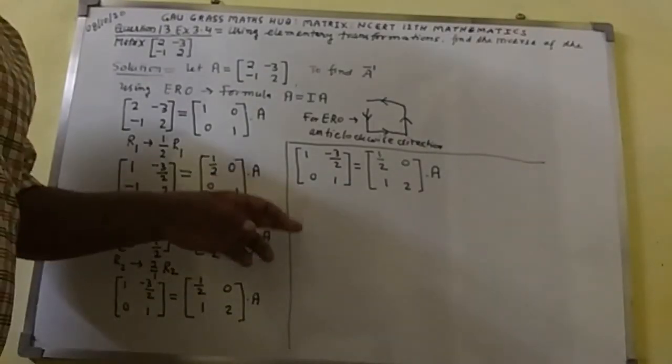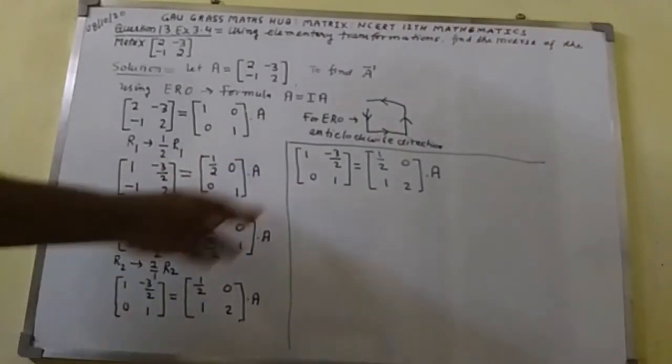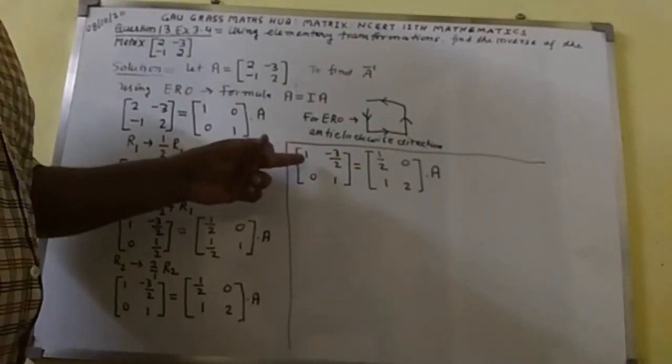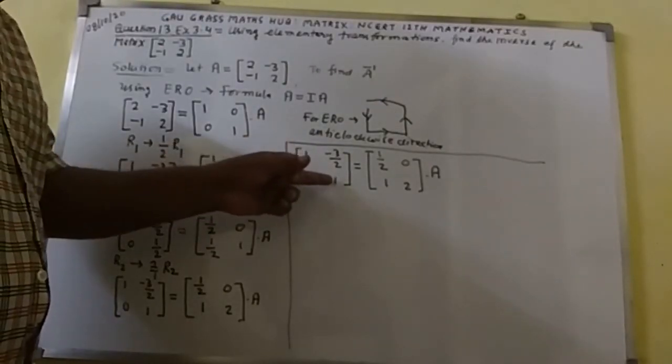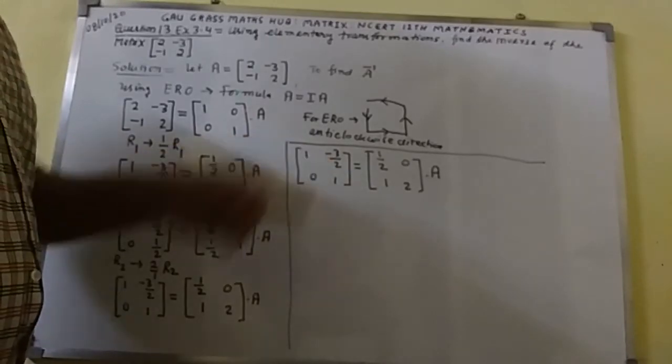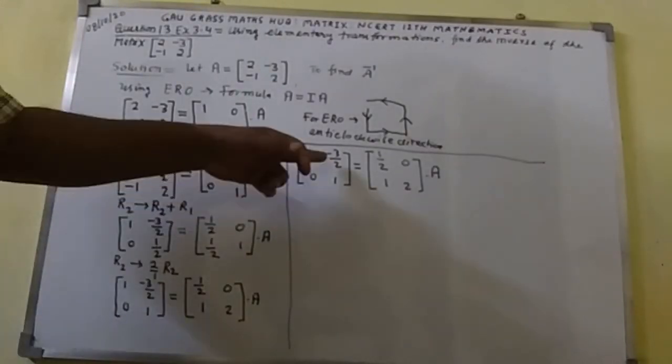Now here you can see this whole matrix is going to be converted into an identity matrix. In an identity matrix, the elements of the principal diagonal are 1 and the others are 0. This term will become 0. In order to make minus 3 over 2 as 0, I shall use a row property here. What property shall I use? Let us see.